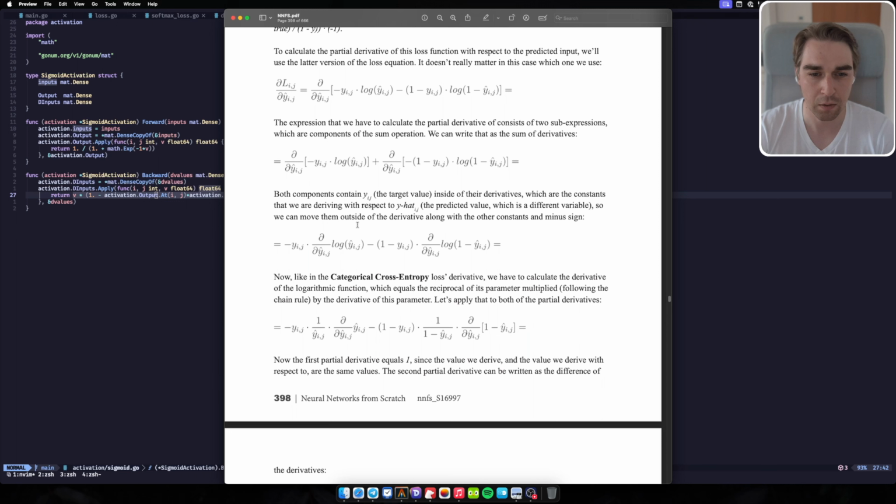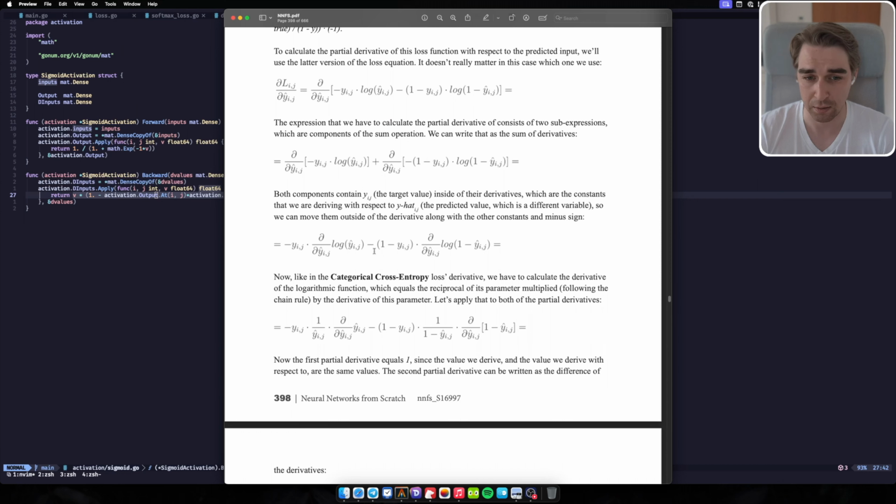Both components contain target values inside of the derivatives, which are constants, and we're deriving with respect to y hat, the predicted values, which is a different variable. So we can move them outside of the derivative along with the other constants and the minus sign. So this is how we moved the constant from here outside, and then we calculated the derivative of the logarithm. Then here we're doing the same.